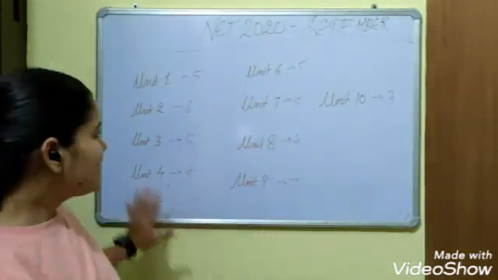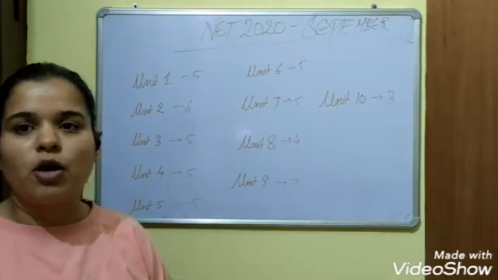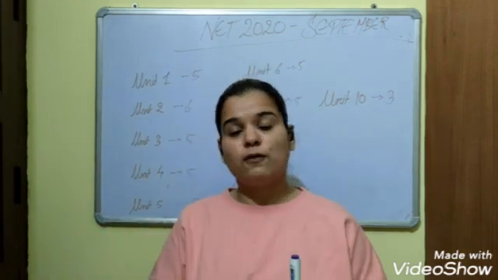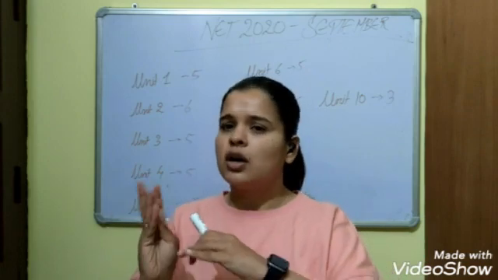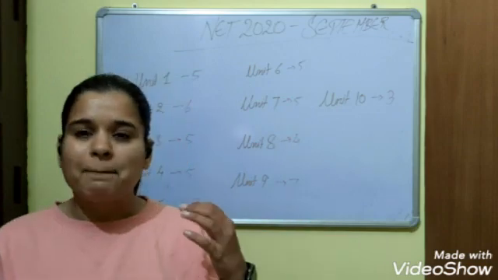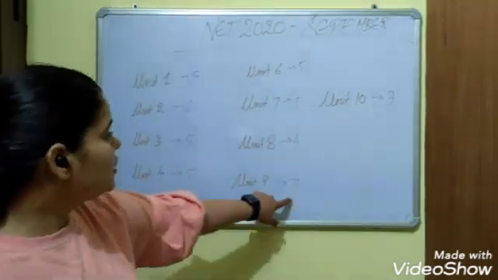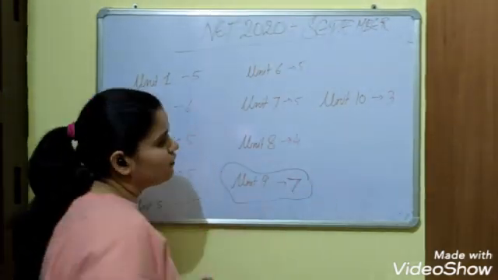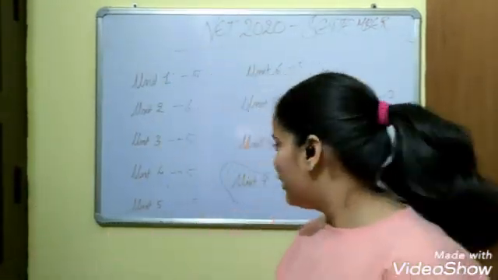This is the overall breakdown of the number of questions we received from each unit. Now surprisingly, this time there were a lot of questions asked from unit 9. We definitely get questions from unit 9, but the number is not that much. This time surprisingly, the maximum number of questions were asked from unit 9, which is environment, development and people.